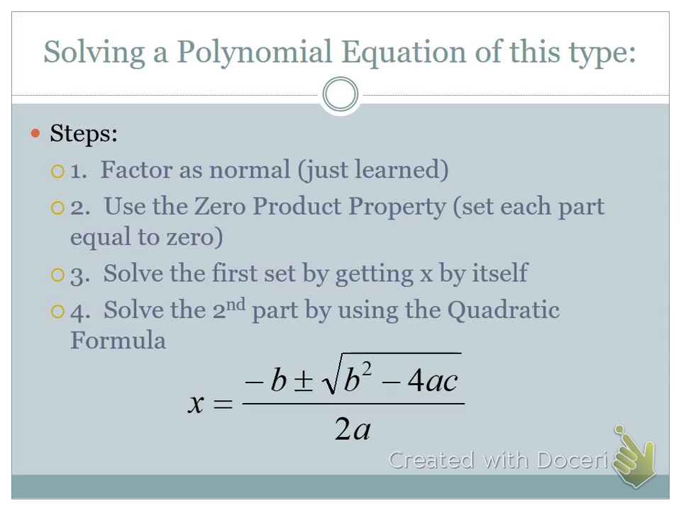Pretty straightforward. For the second part, because it's still a quadratic, we are going to bring back the quadratic formula. X equals negative b plus or minus the square root of b squared minus 4ac all divided by 2a. If you thought we were leaving that in first semester, you were incorrect. Here it is.